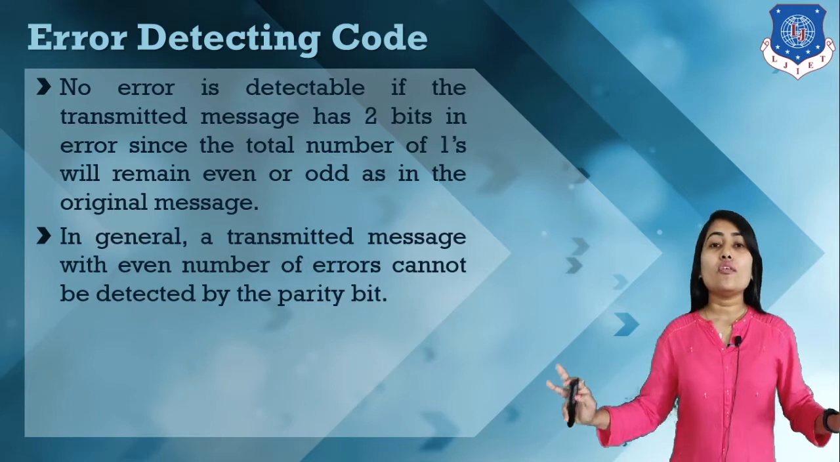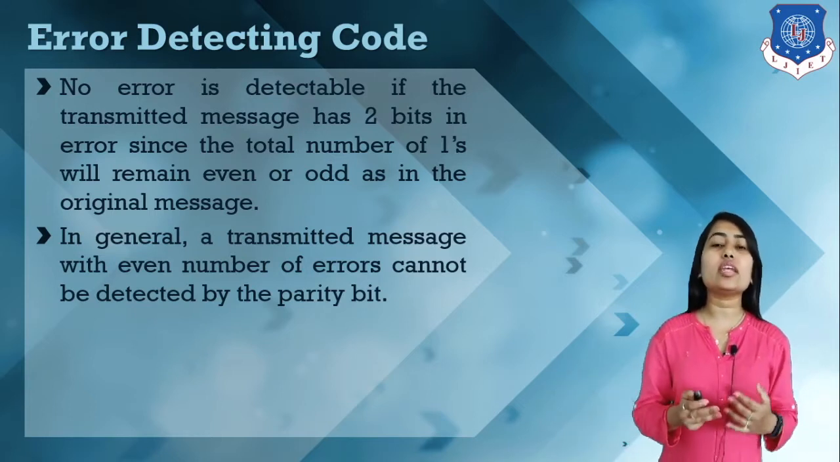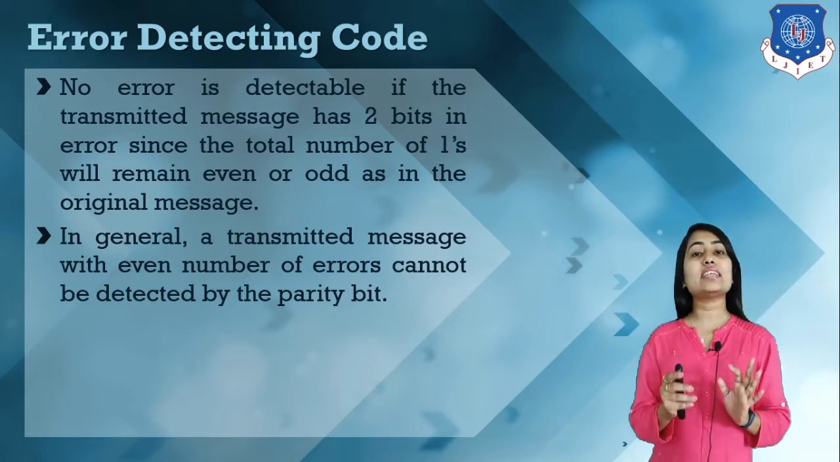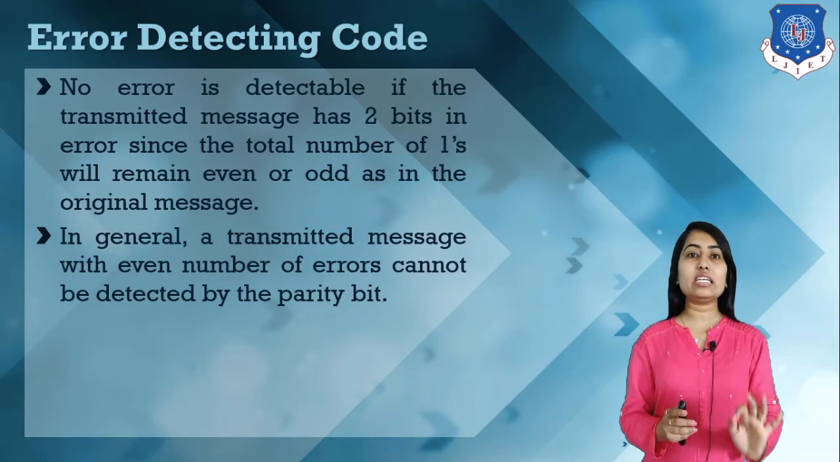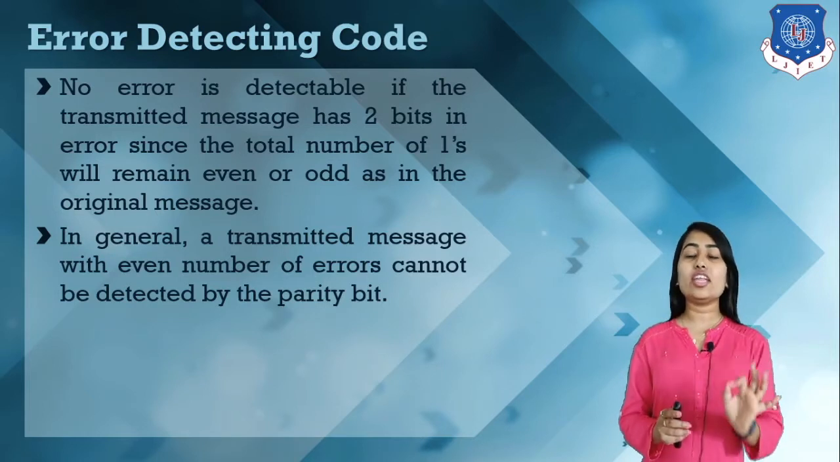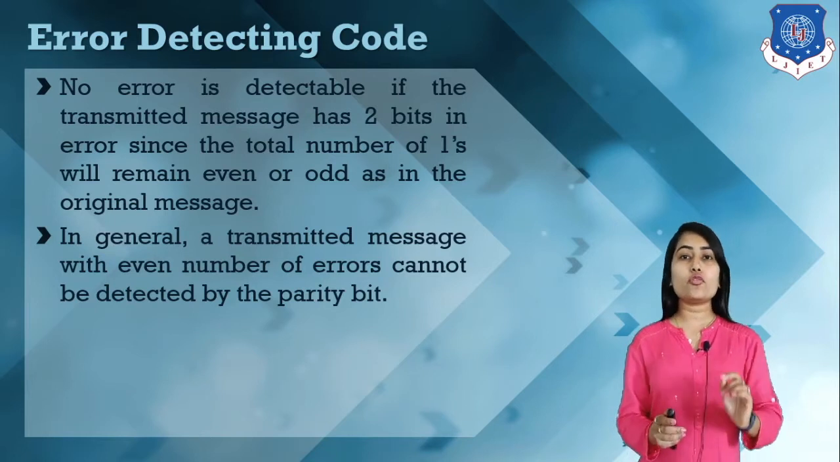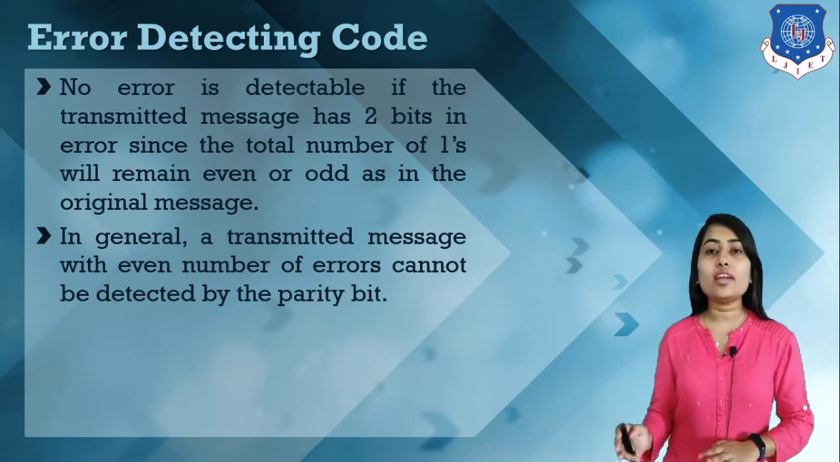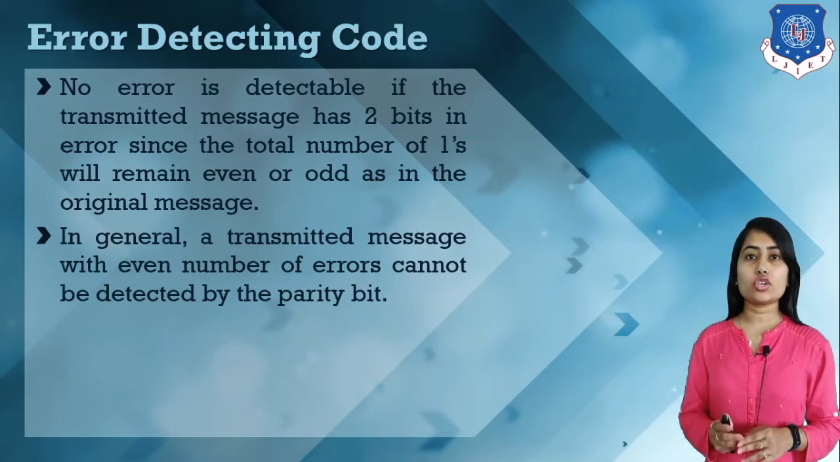Okay, so whenever there is a change of 2 bits, the receiver cannot identify that an error occurred. This is the disadvantage of this error detecting code: it can identify only a single bit error, or an odd number of errors, but it cannot identify an even number of errors. Okay, so this is the error detection code.